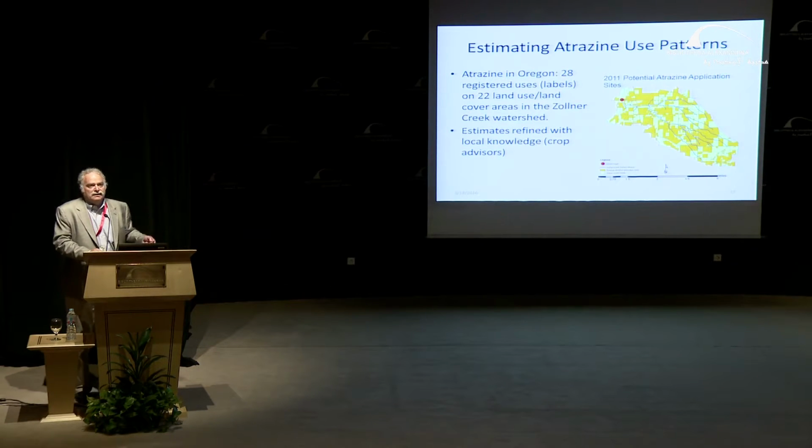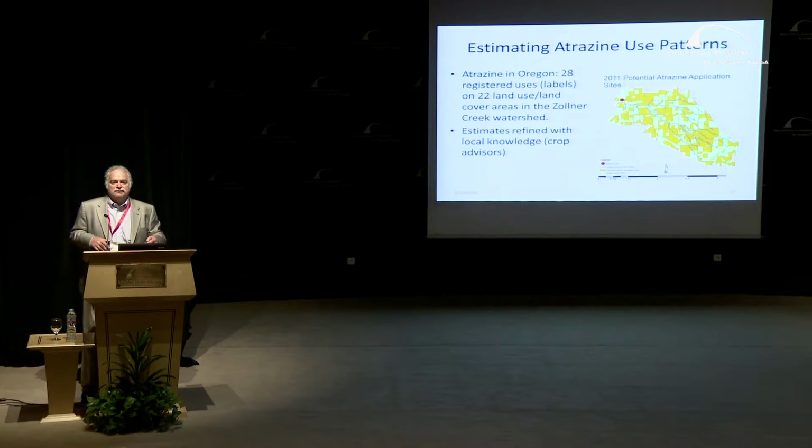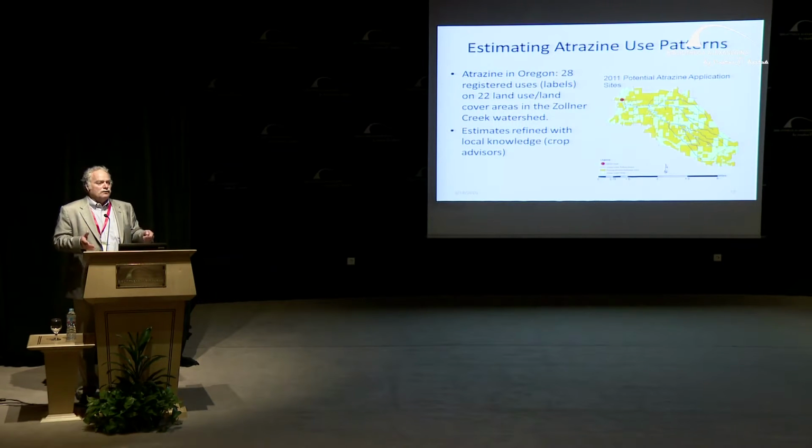Then the next thing that we did is we attempted to estimate the atrazine use patterns. So we went to the information about what chemicals are allowed to be used in Oregon that contain atrazine and what crops they can be used on in Oregon. And that's what's called the registered uses. And so we found that these were the potential uses. So out of those 600 fields, all the fields indicated here could legally receive atrazine.